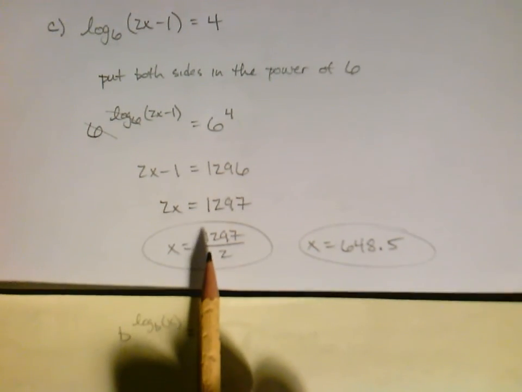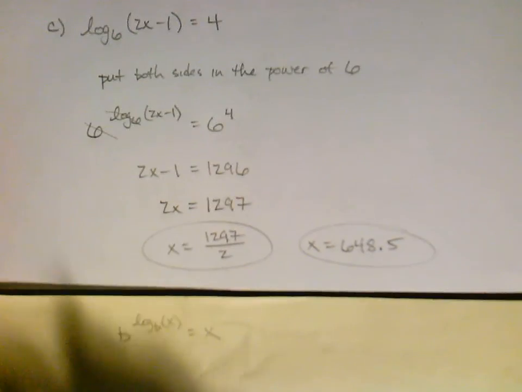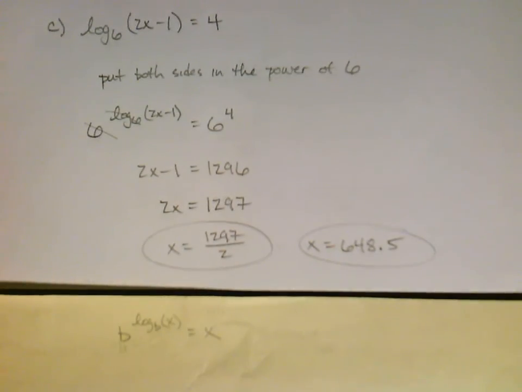You might write this answer as 1,297 over 2 as the fraction. Maybe you prefer the decimal version. There's really no rounded here. They're both the exact version. We didn't have to round anything. 648.5 is an exact answer also.